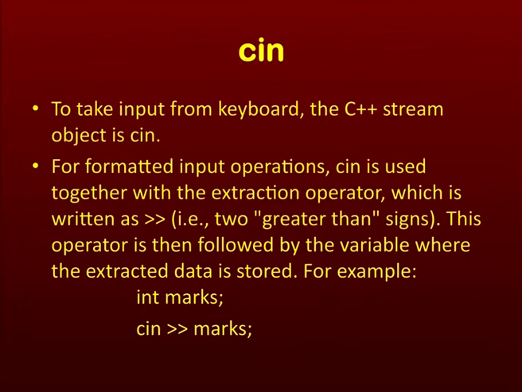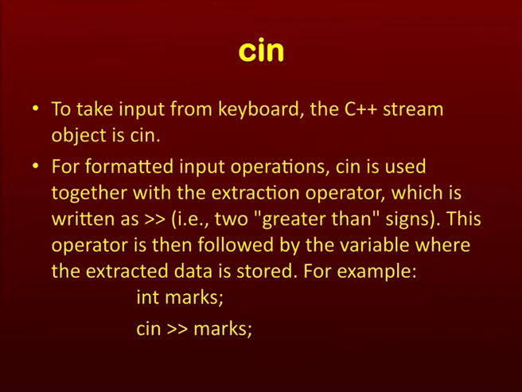For formatted input operations, cin is used together with the extraction operator, which is written as two greater than signs, and cout was having two less than symbols. Here we are using greater than. This operator is then followed by the variable where the extracted data is stored. For example, if I write int marks, int is the type of the variable marks, and if I write cin greater than marks, what is going to happen?